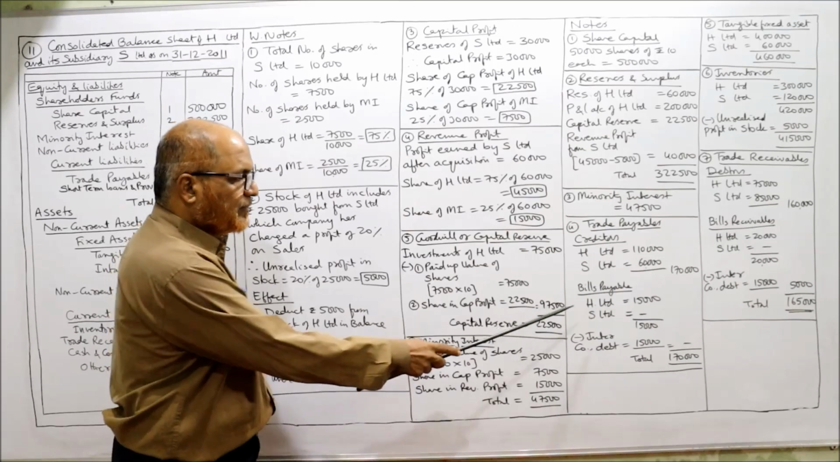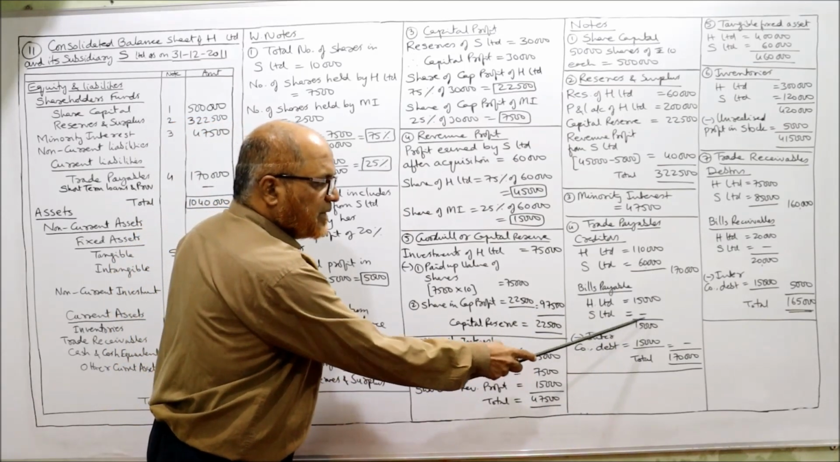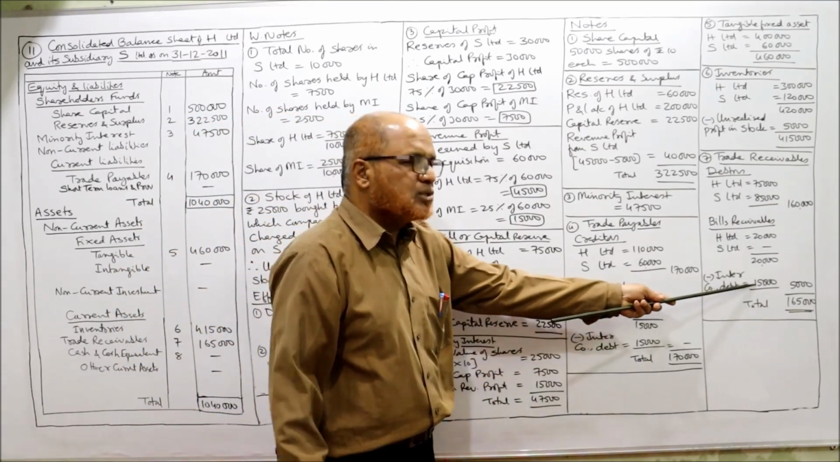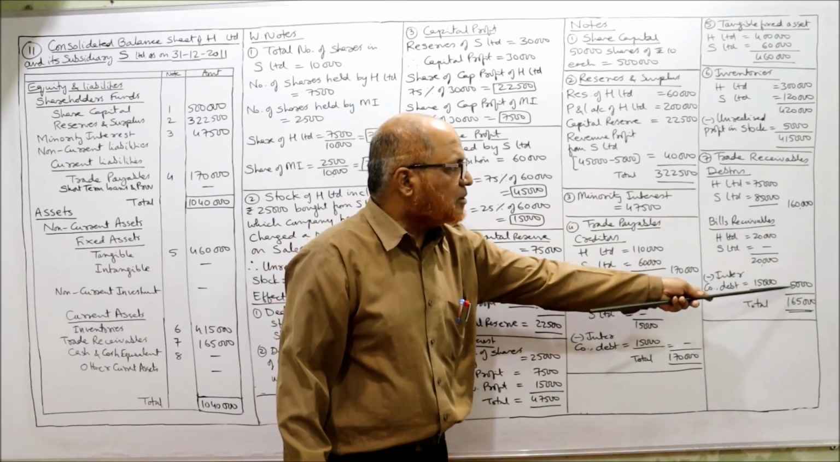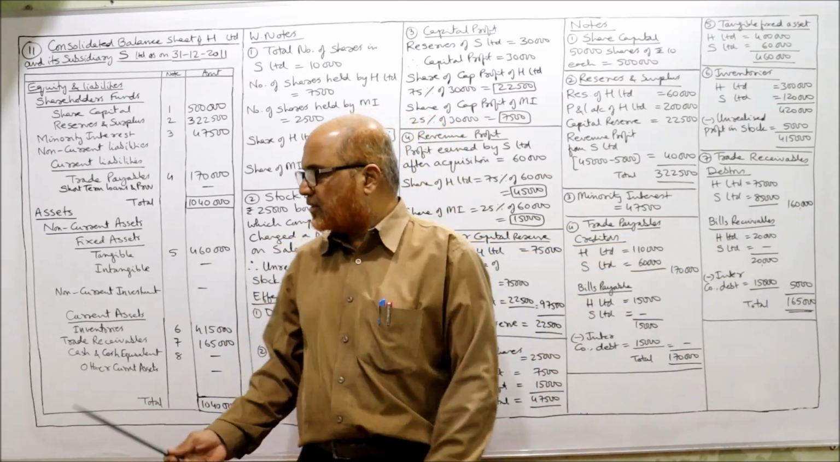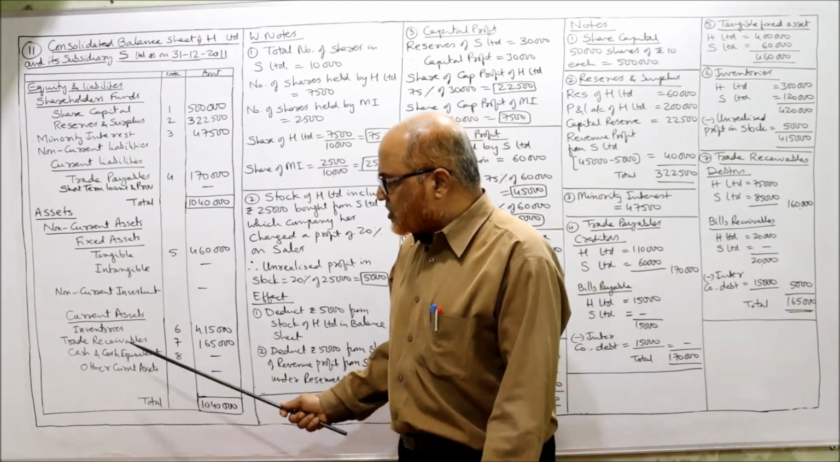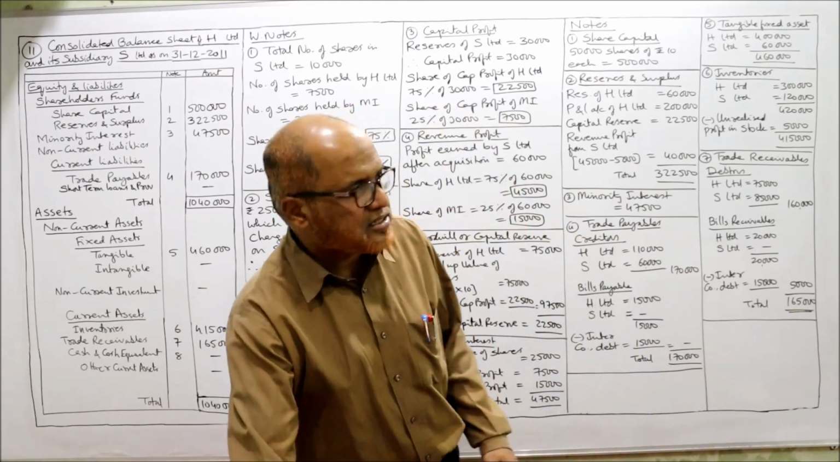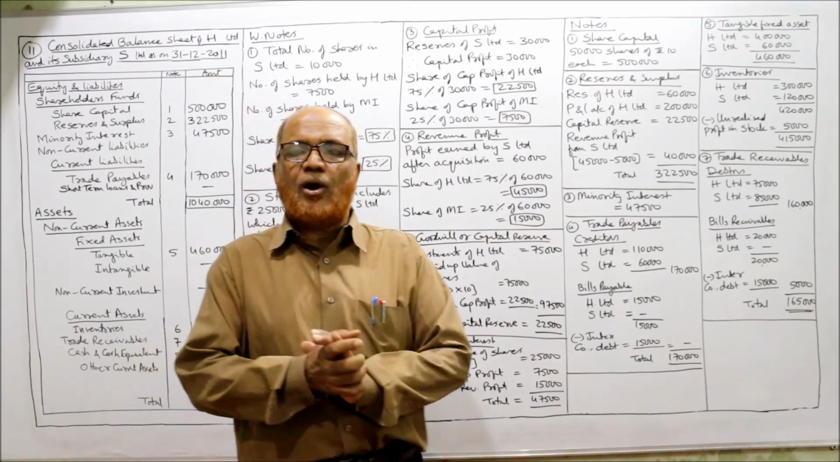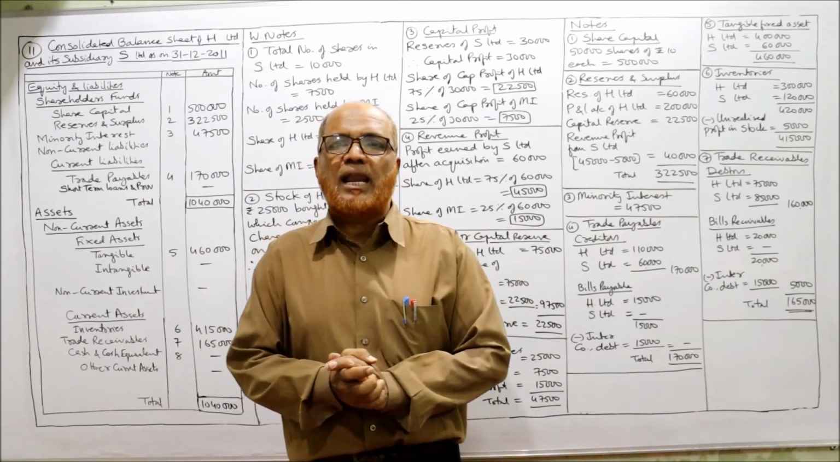Here we have deducted 15,000 rupees from bills payable. Here the same 15,000 from bills receivable, 5,000. Take the total 1,65,000. 1,65,000 is the trade receivable. That's it. Cash and cash equivalent is not there. Other current assets are not. So this is the end of problem number 11.